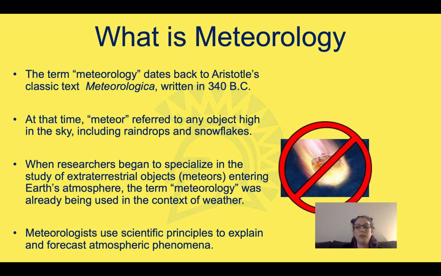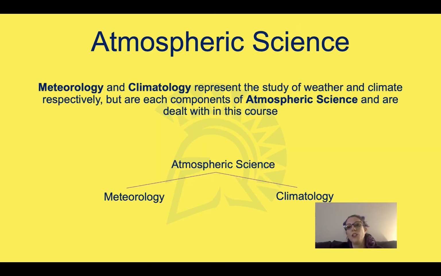So when researchers began to specialize in extraterrestrial objects, which we call meteors, the term meteorology was already being used in the context of weather, because we were talking about raindrops and snowflakes. So that's when they started looking at other terms for that. That's where the history of meteorology came from.